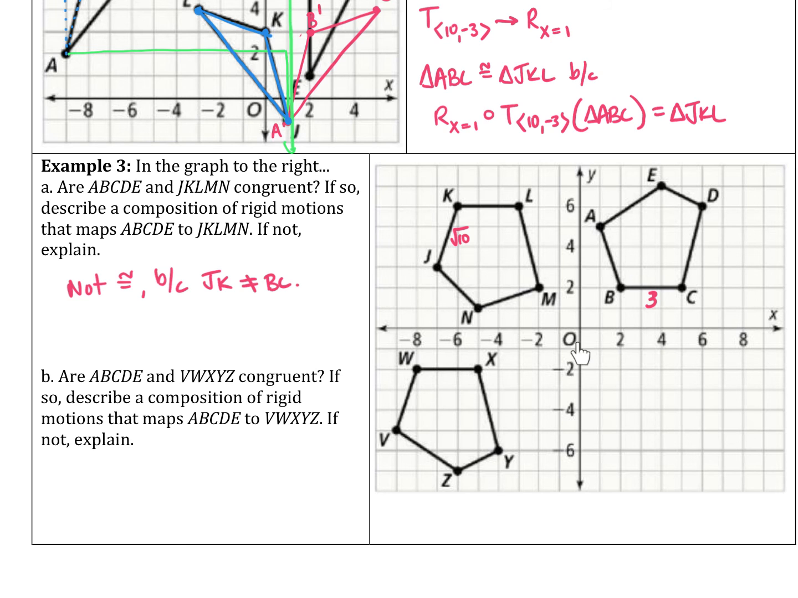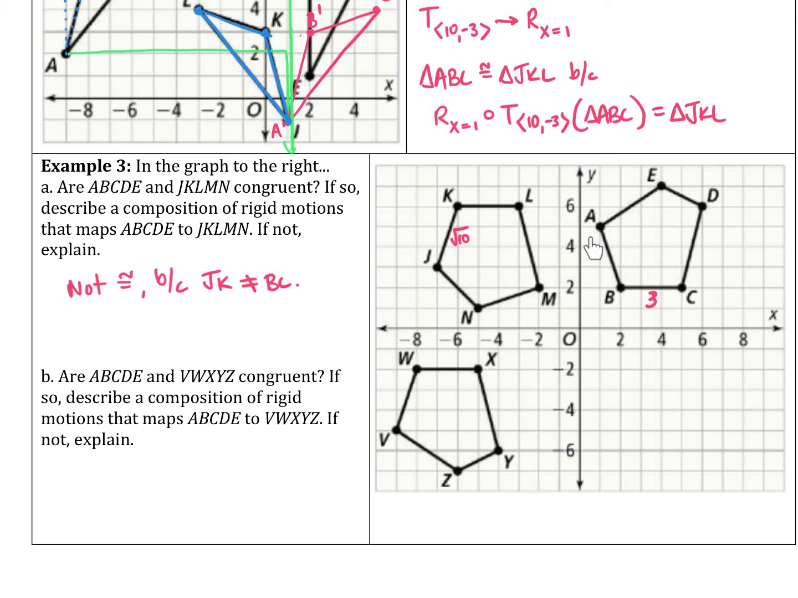Now the second question asks about pentagon ABCDE and pentagon VWXYZ. I keep saying triangle, but they're pentagons. Anyway, these two shapes, are they congruent? Can I map this one to this one? Well, let's think about it. If I moved A to V, then B would have to move to W, and C would have to move to X.